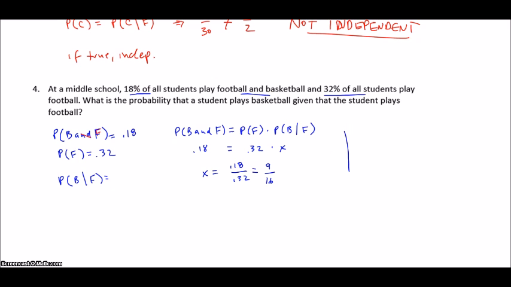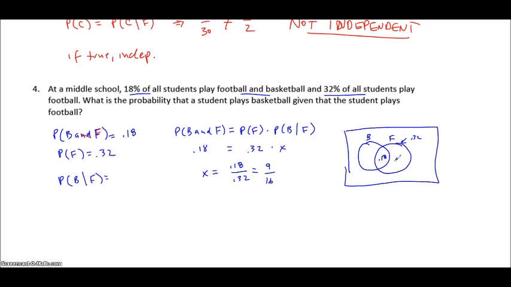Another way to visualize why these problems work this way is to think about a Venn diagram. If I go ahead and draw this Venn diagram for football and basketball, put basketball here, football here. Well, we know 0.18 of the kids lie in this little shape here. And then we know the total football is 0.32. That would give us 0.14 of just plain football.